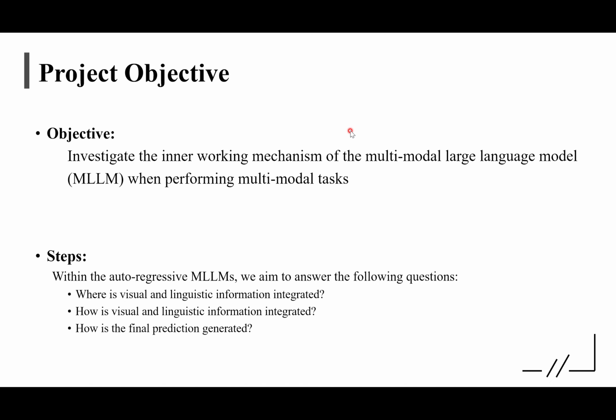So for this project, we aim to investigate the inner working mechanism of the multimodal large language model when it performs multimodal tasks. Within the autoregressive multimodal large language model, where is the visual and linguistic information integrated, and how is it integrated, and how is the final prediction generated?